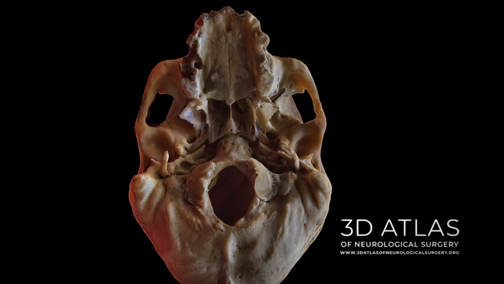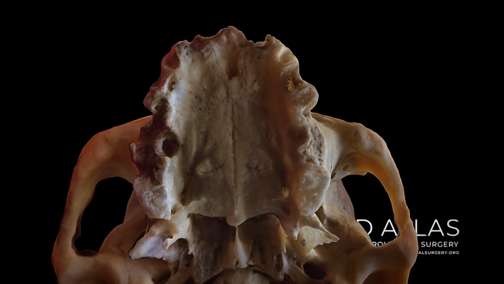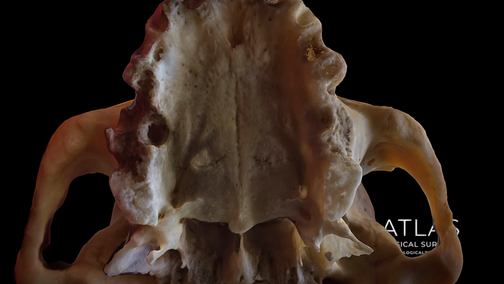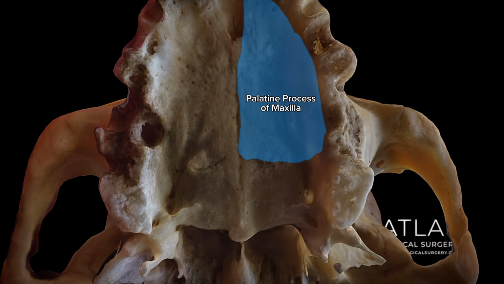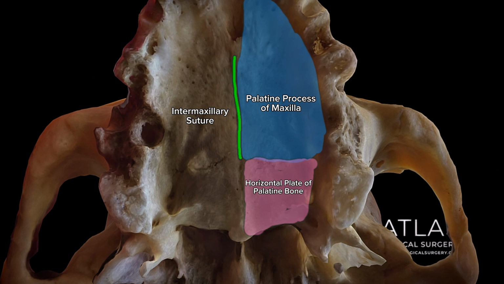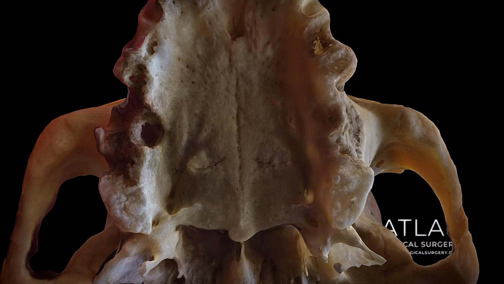Beginning anteriorly, the hard palate forms the front portion of this inferior surface. It is composed primarily of the palatine processes of the maxilla, which meet along the midline at the intermaxillary suture. Posterior to these lie the horizontal plates of the palatine bones, joined to one another at the interpalatine suture, and anteriorly joined to the maxillae at the palato-maxillary sutures. Together, these structures form a broad, smooth surface that constitutes the roof of the oral cavity.